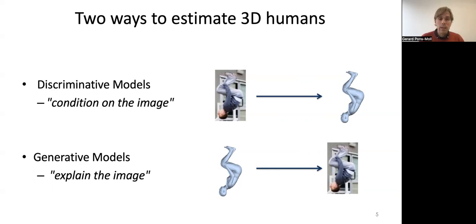The other approach is the generative approach, where you have a body model and you attempt to explain the image evidence by fitting or optimizing the model parameters in order to explain the image evidence. And this is going to be the focus of this lecture, on this generative approach to estimating human pose and shape from images. So first of all, let's convince ourselves that this is a really hard problem.